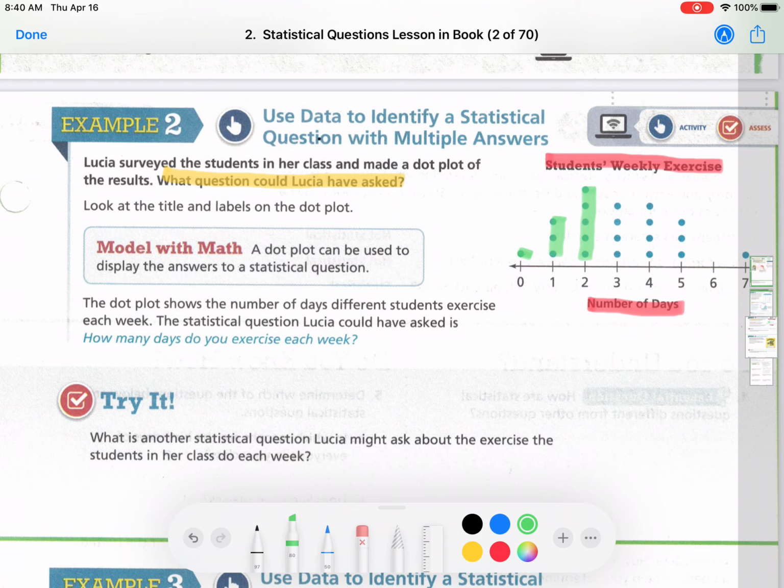And then for the 3, there's 4 dots. So 4 students exercised 3 days that week. At the 4, there's 4 dots. So 4 students exercised 4 days that week. And then at the 5, there's 3 dots. So 3 students exercised 5 days that week. There are no dots at 6, so no one exercised 6 days.